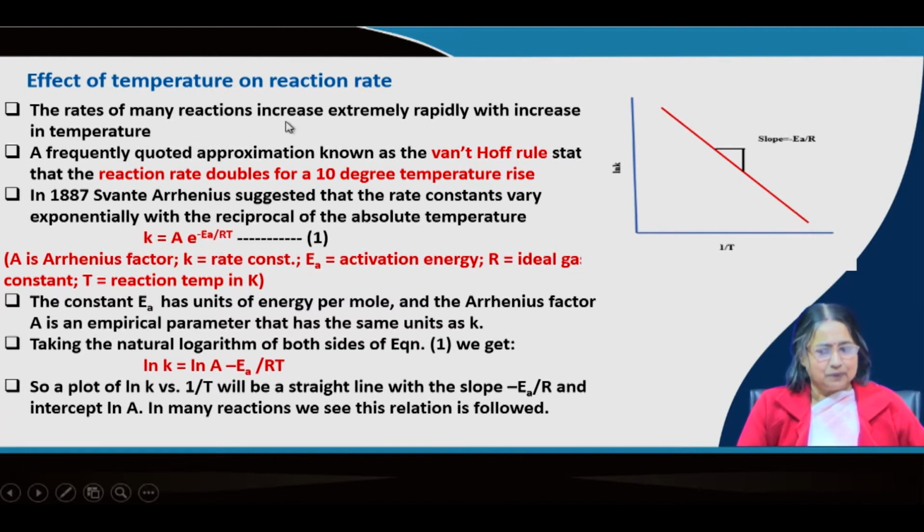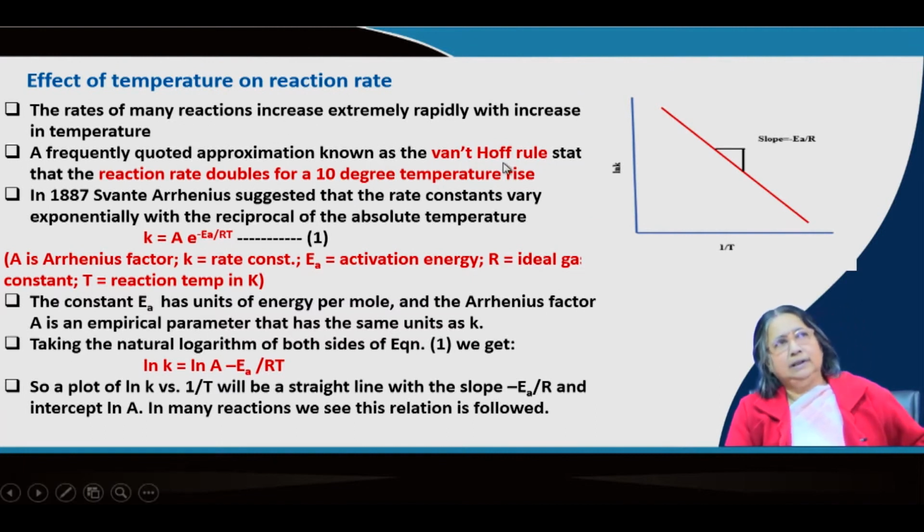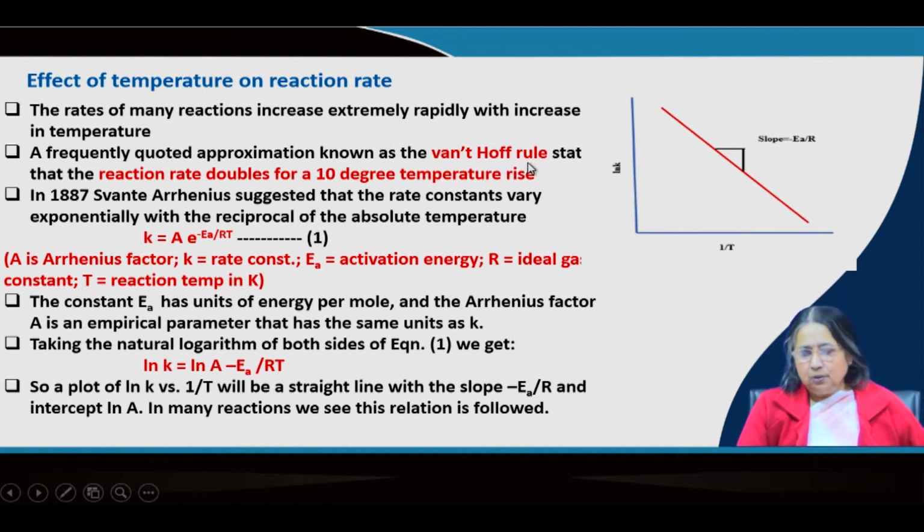That is the thing. So, the Van 't Hoff rule says, though it is an approximate rule, that the reaction rate doubles for a 10-degree rise in temperature. This is an observed thing and it is approximate, not quantitative. So, per 10-degree rise, it is observed that the rate doubles. Okay, so this is some observation.